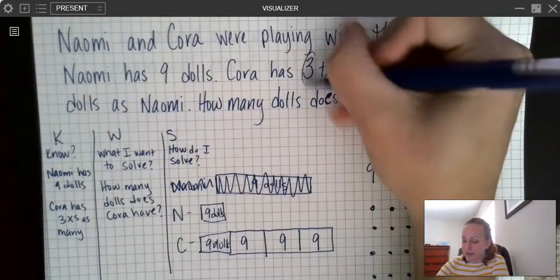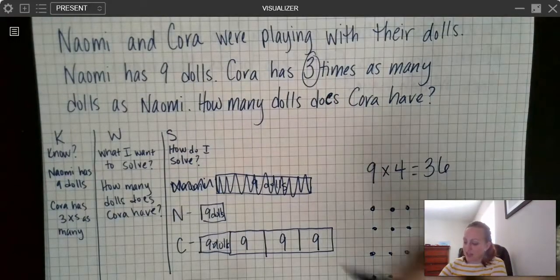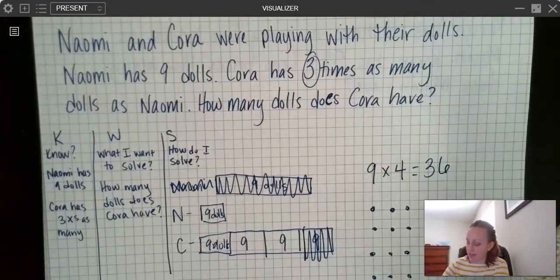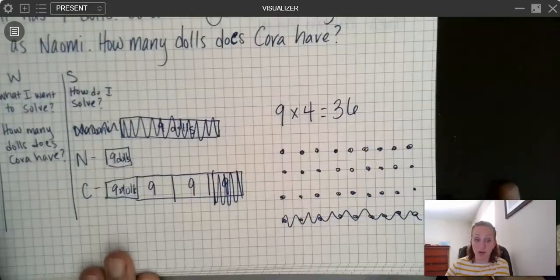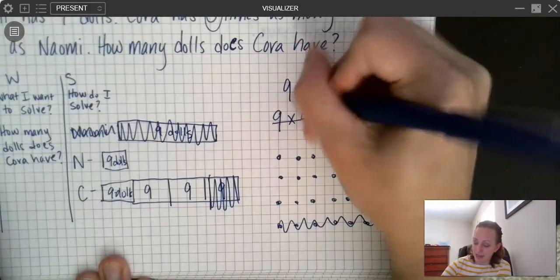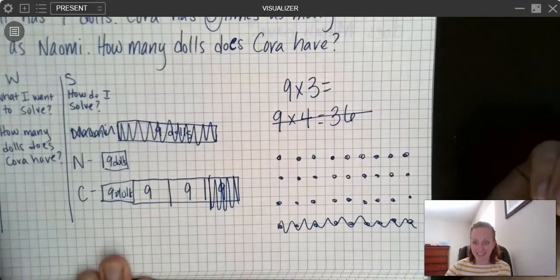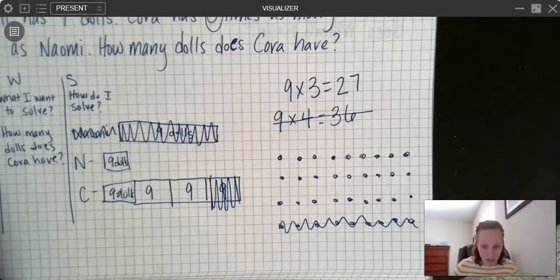What should I have multiplied by? I should have multiplied by 3, right? So this should have been not there, and this row should have been not there. That's why it's always good to go back and check your work. And this should have been 9 times 3. What does 9 times 3 equal? That equals 27. So Cora has 27 dolls.